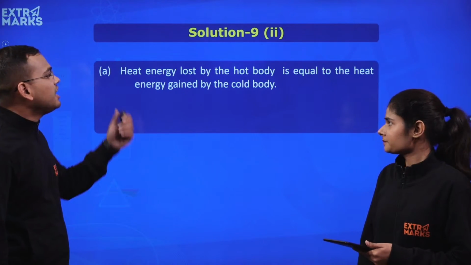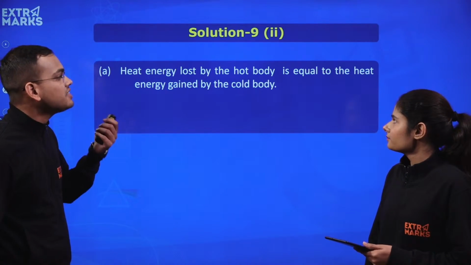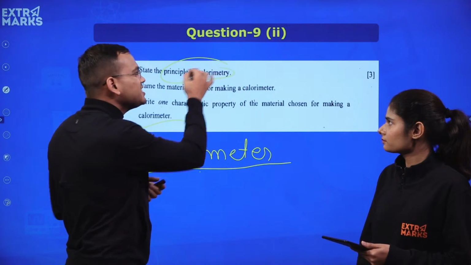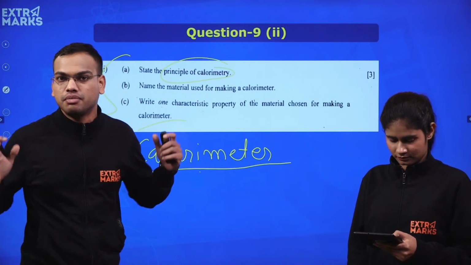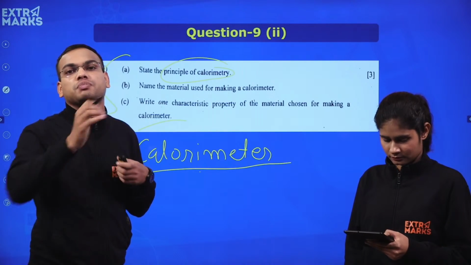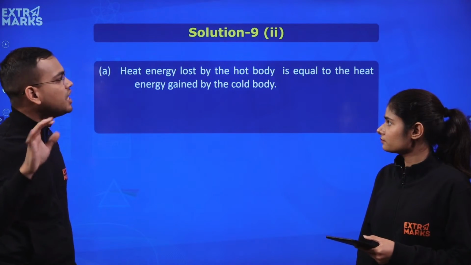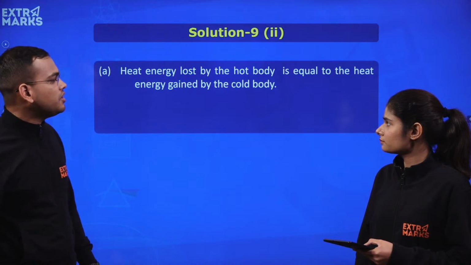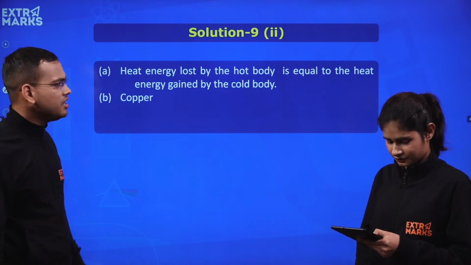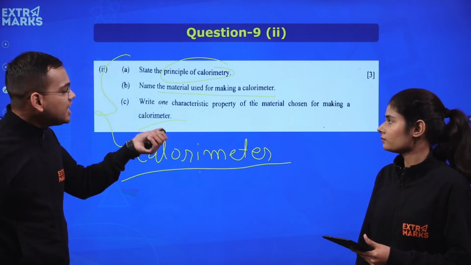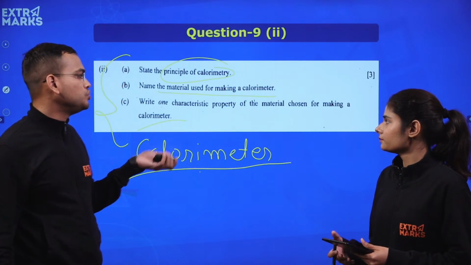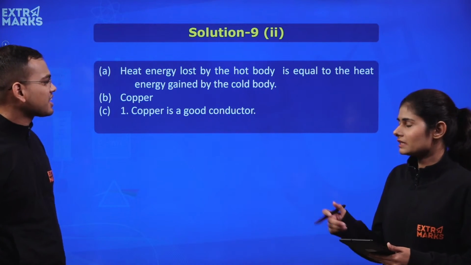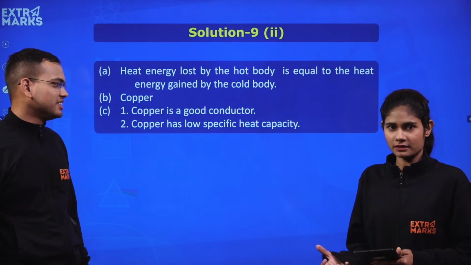So understand. The heat lost by the hot body is exactly equal to the heat gained by the cold body. This is the basic principle of calorimetry. Whatever heat I'm gaining must be lost by some other thing, right? That will be equal. And after that, you can calculate the temperature of anything that you want. Now, what is the material used for making a calorimeter? It is copper. Now, write one characteristic property of the material chosen for making a calorimeter. Why copper? Why not anything else? So, the number one important factor, it is a good conductor, definitely.